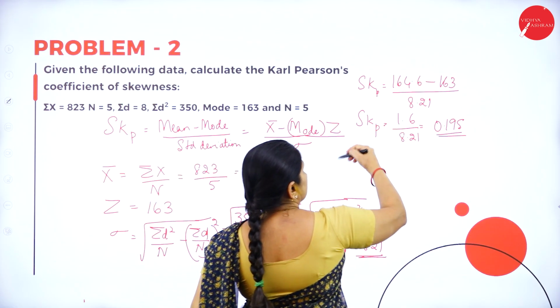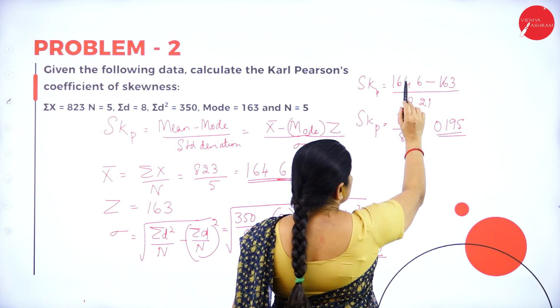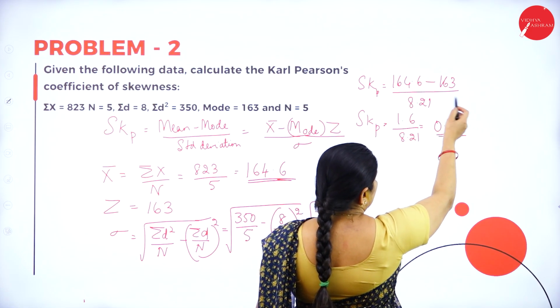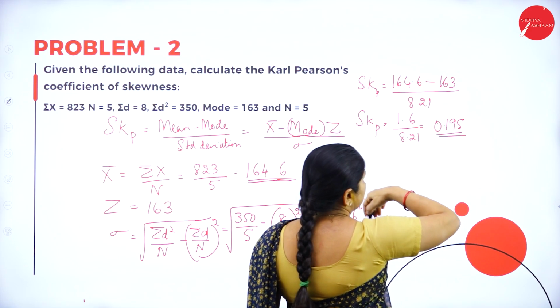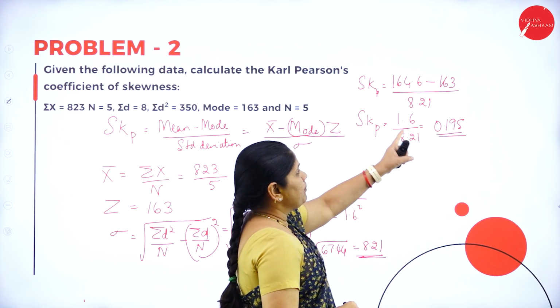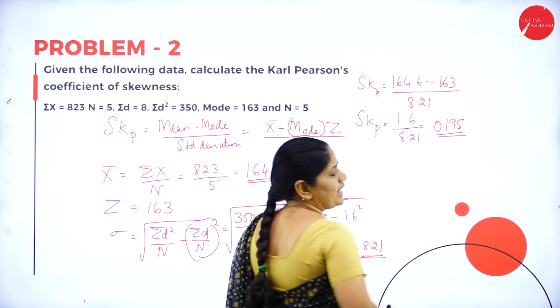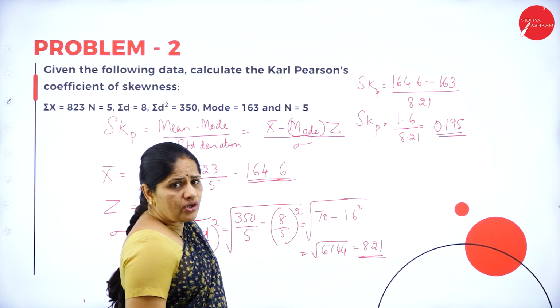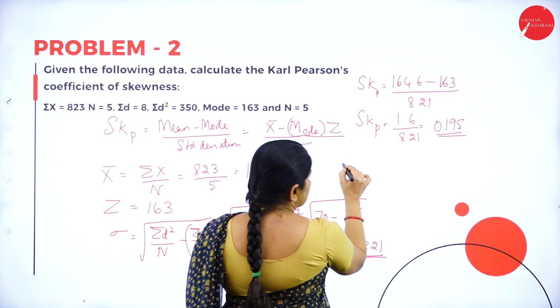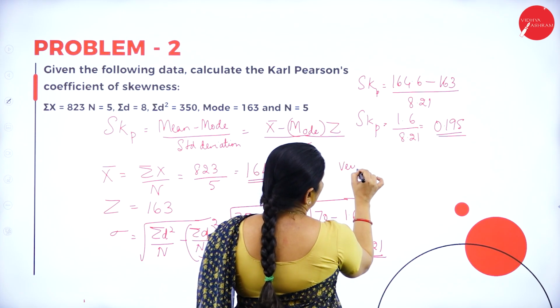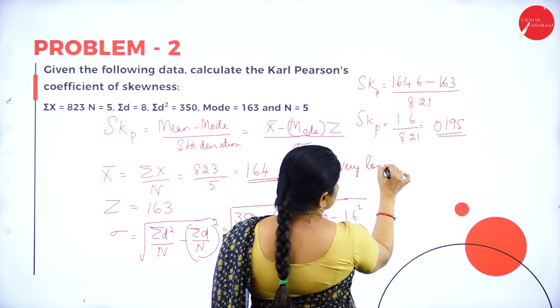Now I substitute the values in the formula. So 164.6 minus 163 divided by 8.21, I get 1.6 divided by 8.21. So this is 0.195. So I can say that there is a very low positive skewness.